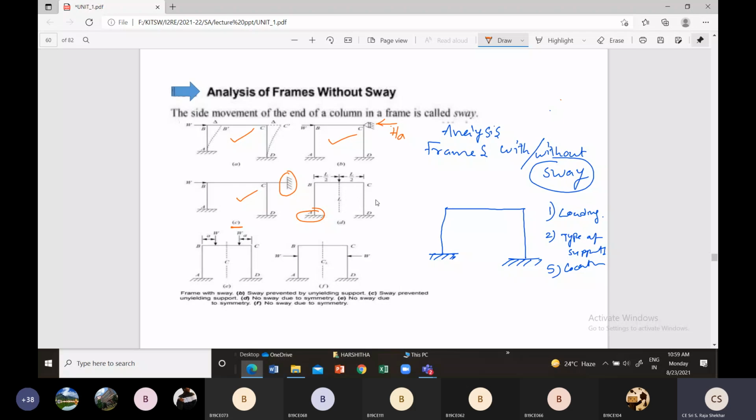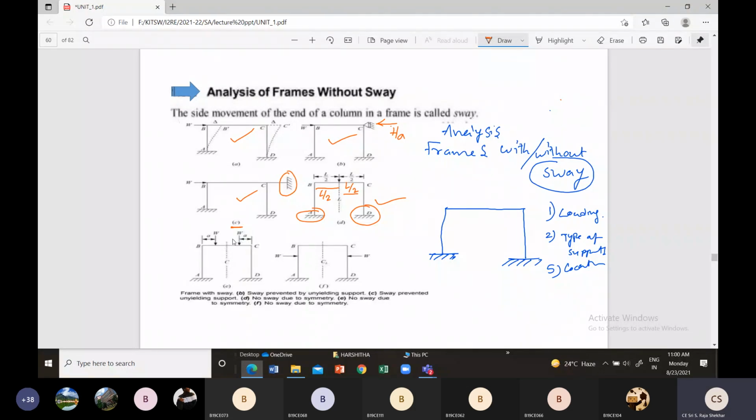So this is also a non-sway frame because here the load is symmetrical about the vertical axis, and the supports are the same. The load is symmetrical, so it is acting at a distance of L/2 from the left support and L/2 from the right support. So this is a non-sway frame, and this is also a non-sway frame.